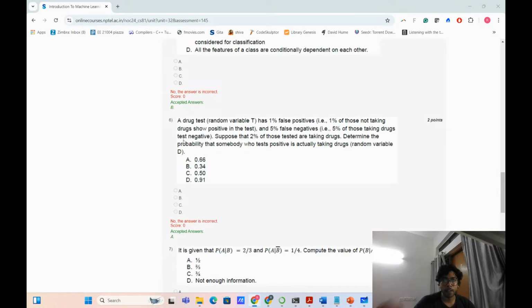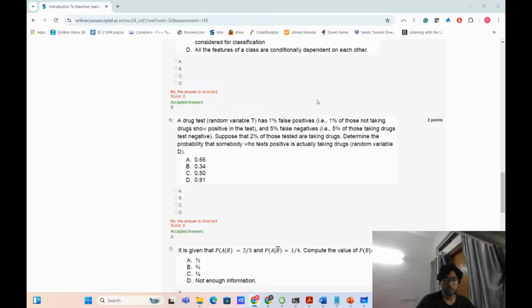Let me first read the question again. Drug test has 1% false positives. That is, 1% of those not taking the drugs show positive in the test, and 5% false negatives. That is, 5% of those taking drugs test negative. Suppose that 2% of those tested are taking drugs. Determine the probability that somebody who tests positive is actually taking drugs.